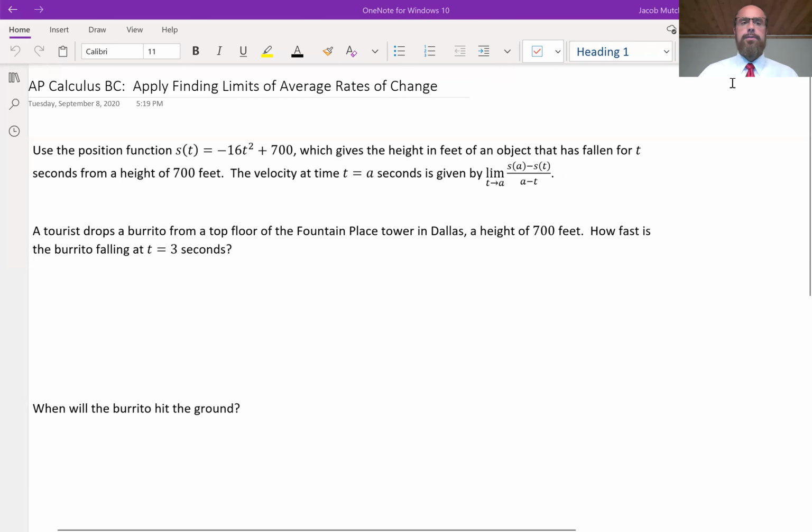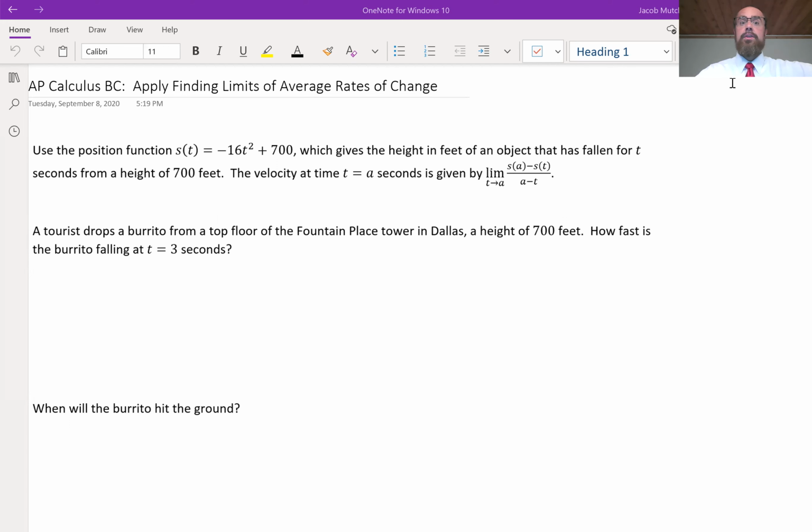So here's the given scenario. We're given a position function, S of t equals negative 16t squared plus 700, which gives the height in feet of an object that has fallen for t seconds from a height of 700 feet. The velocity at time t equals a seconds is given by the limit as t approaches a of the average rate of change, S of a minus S of t over a minus t.